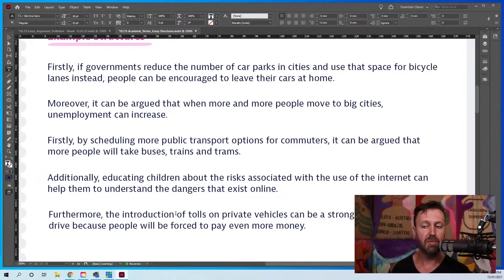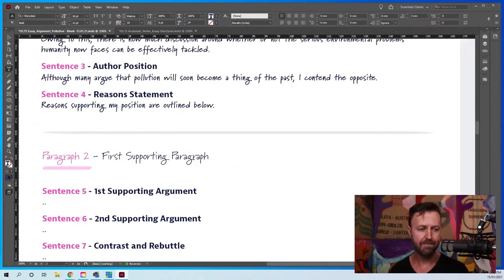The next one here is the one that I probably use the most. It starts with the noun, and it is followed by a modal verb, in this case can. So furthermore, the introduction of tolls on private vehicles can be a strong disincentive to drive because people will be forced to pay even more money. So what we have so far: if, by, when, comma, comma, comma, noun, noun, noun. We've also got -ing verb, noun, followed by can and can. We're going to see that now when we do this essay and see how we can implement this methodology into our essay. Let's do it.